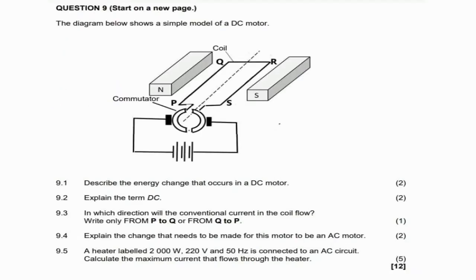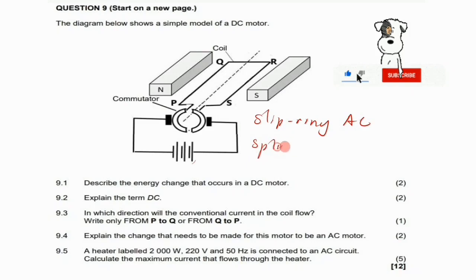Okay, then we have 9.4. It says explain the change that needs to be made for this motor to be an AC motor. So what change must we make in this diagram here to make this an AC motor? So we know the difference between a DC motor and AC motor lies in the use of the split ring when it comes to DC motor, and the slip ring when it comes to the AC motor. So for AC it's slip ring, and for DC is split rings, right?